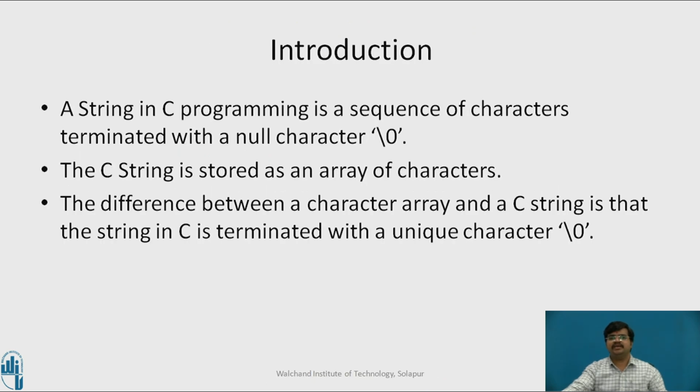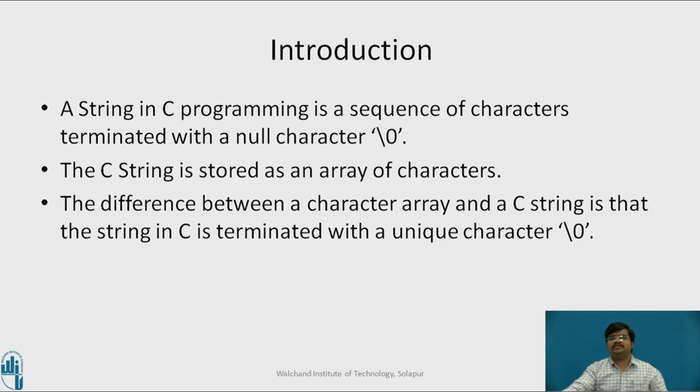Introduction. A string in C programming is a sequence of characters terminated with a null character. Null character means backslash and 0. So every string always ends with a null character, and null character is a special character. The string is stored as an array of characters. The same way we store array of integers, in the same way a string is stored as array of characters.